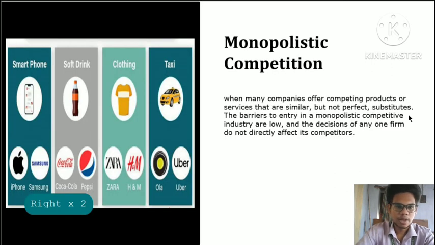Monopolistic competition. Many companies offer competing products or services that are similar but not perfect substitutes. The barriers to entry in monopolistic competition are very low, and the decision of one company may not directly affect the other company. Example, if we take mobile brands as an example, there will be iPhone and Samsung. Both look similar, but they differ in their features, their brands, and their hardware, but one may not substitute for another. So, in monopolistic competition, one product cannot affect the other product's price. In this market, there will be many sellers, and the control of price is limited due to product differentiation.